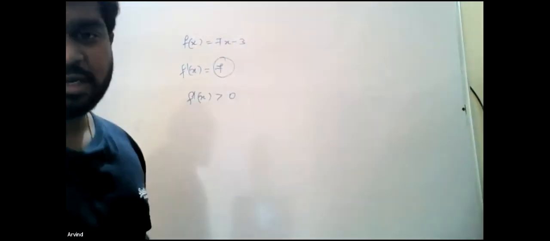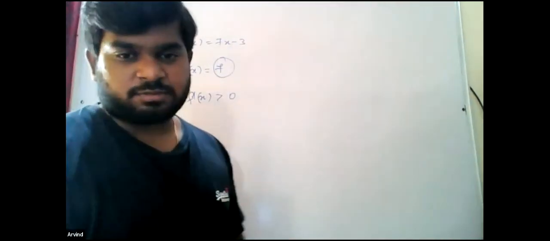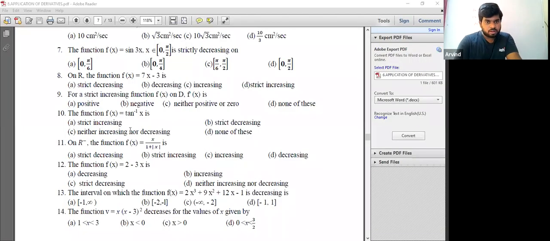Therefore, it is strictly increasing function. I hope that's clear. On R, the function f of x is equal to 7x minus 3 is strictly increasing. Now, for a strictly increasing function f of x on a domain, f dash of x should be what? Positive, negative, neither positive or 0, none of this. What should be the answer?